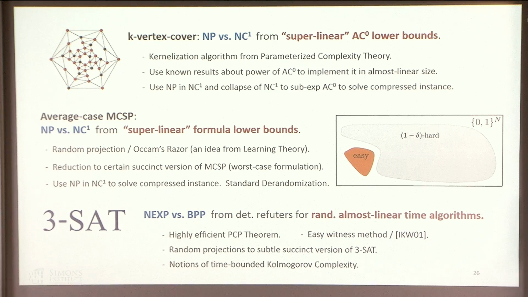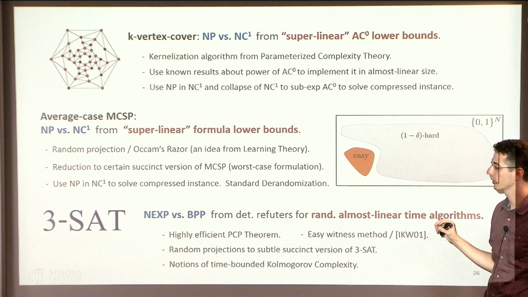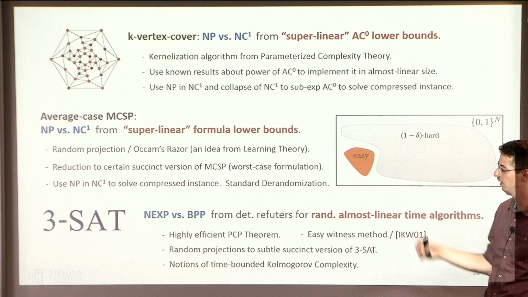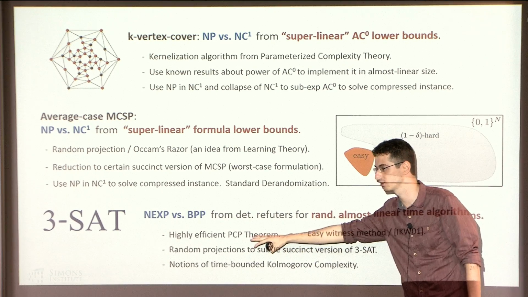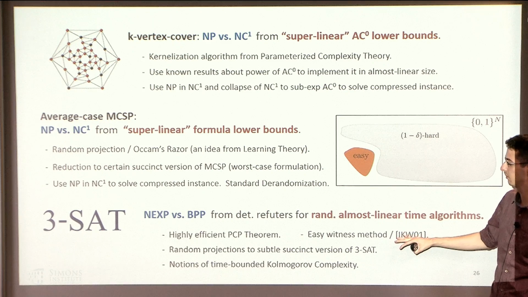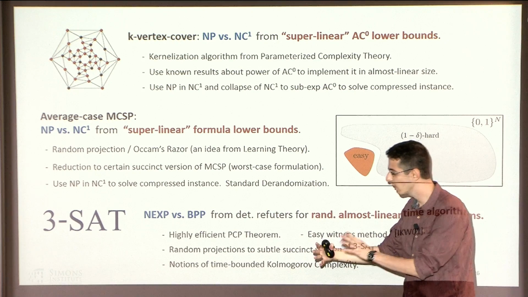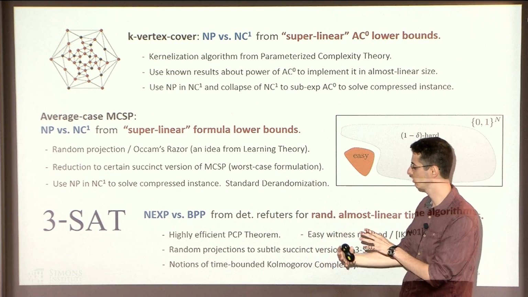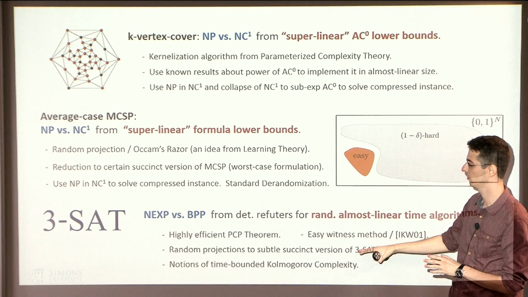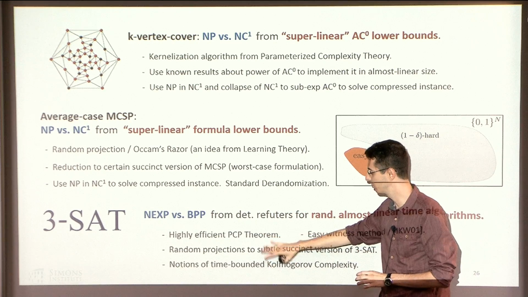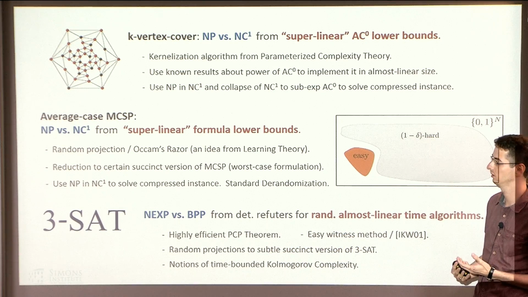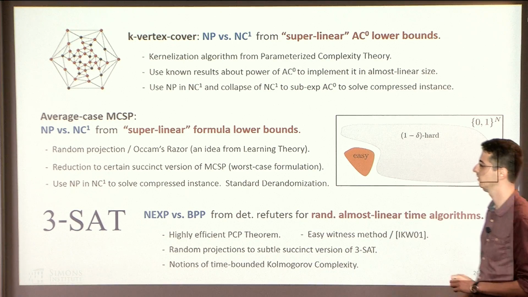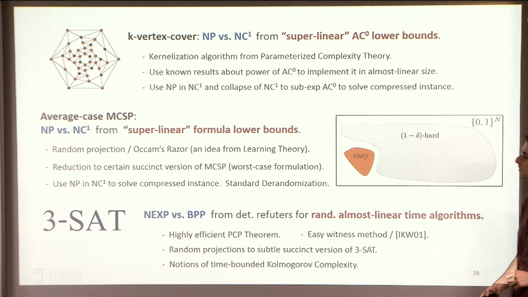And finally, the connection between 3-SAT and NX versus BPP is a bit more complicated than the other proofs, and we need to combine a few theorems here, such as highly efficient versions of the PCP theorem and the easy witness method. The compressed, succinct version of 3-SAT is not so easy to define and needs to be done in a very careful way. And to implement this argument, we also need to handle different notions of time-bounded Kolmogorov complexity. So this is a more complicated proof than the other two proofs.